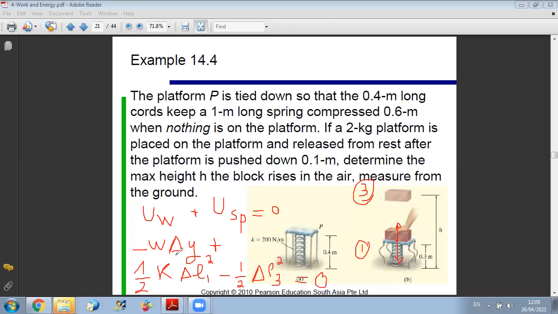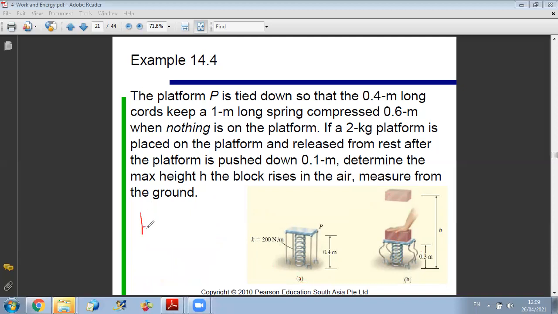Now, what is delta Y? Delta Y from 1 to 3, since we are working between 1 and 3, is Y final at 3, which, if I take the reference as the ground, Y3 is H, minus Y1, the initial height, which is 0.3. So delta Y will be replaced by H minus 0.3.